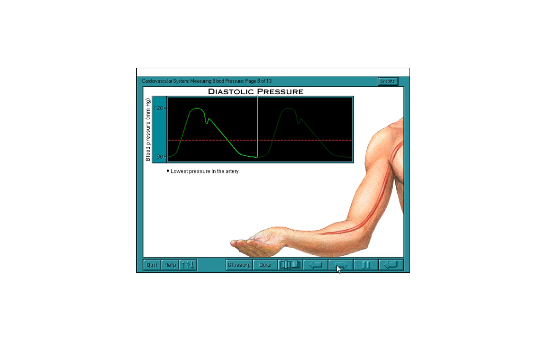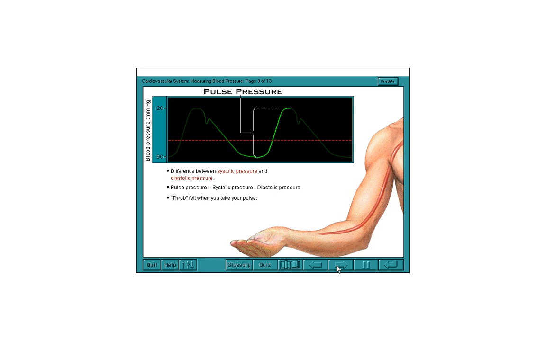Diastolic pressure represents the lowest pressure in the artery, which is the result of ventricular diastole, relaxation. Diastolic pressure is usually around 80 millimeters of mercury. Pulse pressure represents the difference between the systolic pressure and the diastolic pressure. Pulse pressure equals systolic pressure minus diastolic pressure. Pulse pressure is the throb that you feel when you take your pulse.